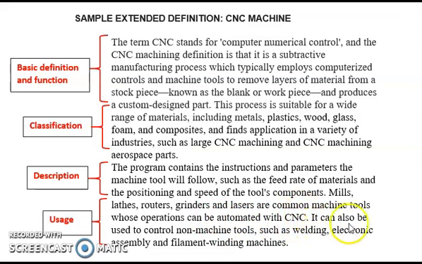Followed by that, it can also be used to control non-machine tools such as welding, electronic assembly, and filament winding machines. So this is the structure of an extended definition. If you know how to structure it in this way, you can easily fetch marks in extended definition. Don't think that extended definition only applies for English. It is, in general, highly helpful when you write your research paper.